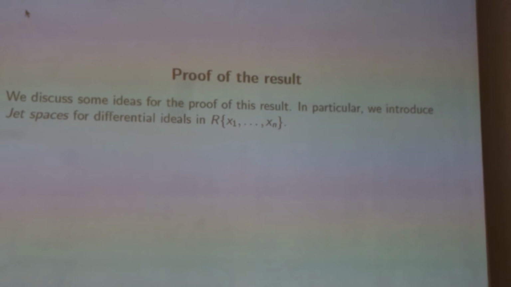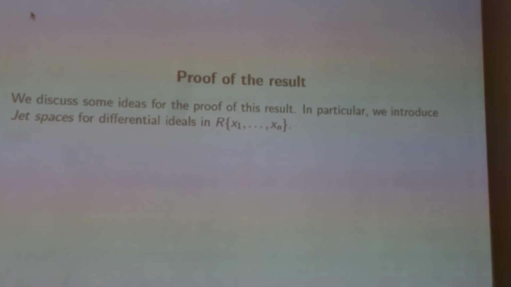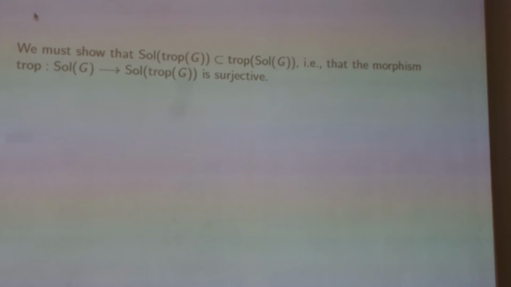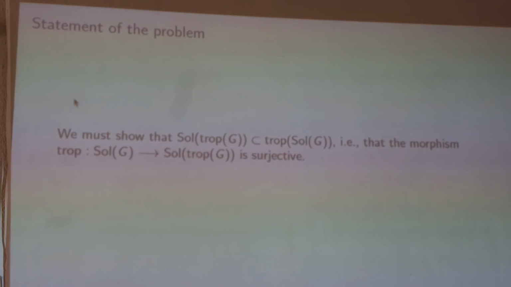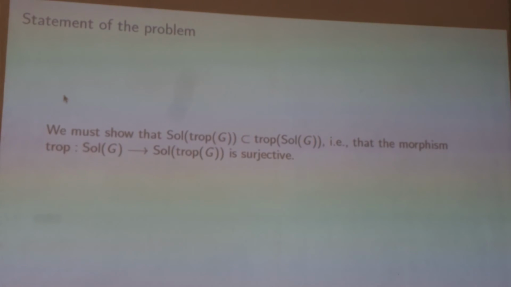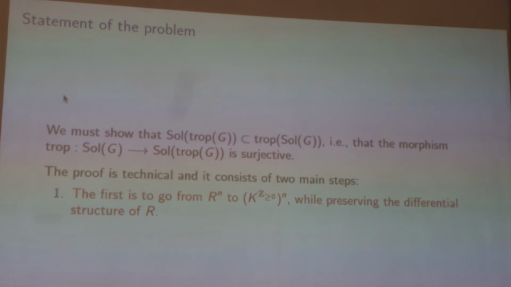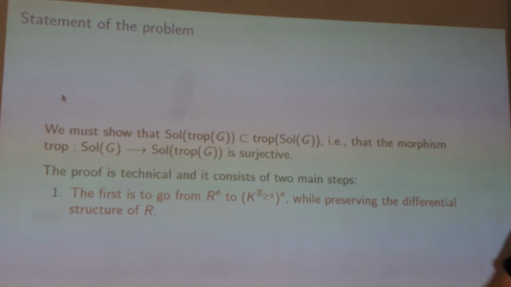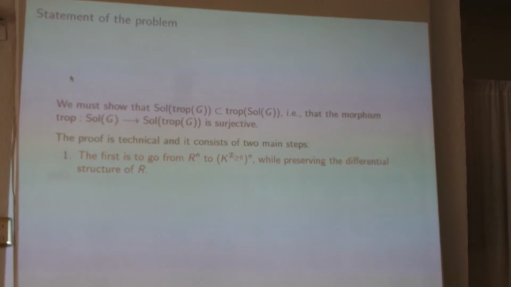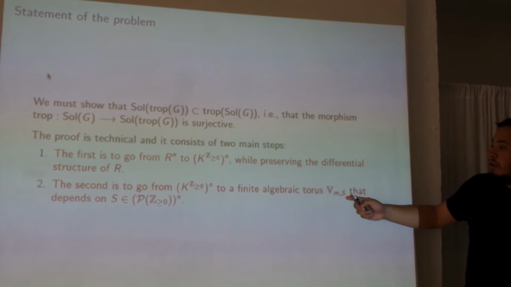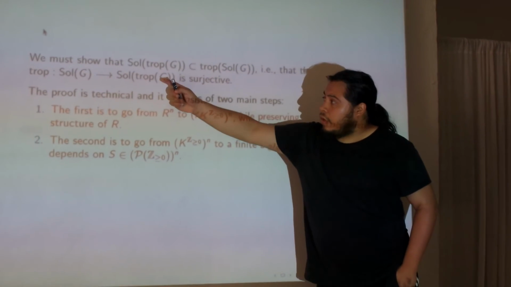So to finish, I will give some words about the proof. In particular, we have to discuss jet spaces for differential ideals here. So what we have to show is that this subset is contained in this set is contained in this set, which is to say that this morphism is surjective. The proof is technical and it consists of two main steps. The first is to go from this product of differential ideals to this infinite affine space, while preserving the differential structure from Rn. And second is to go from this infinite affine space to a finite algebraic torus that depends on the particular S that we are going to take here or there.